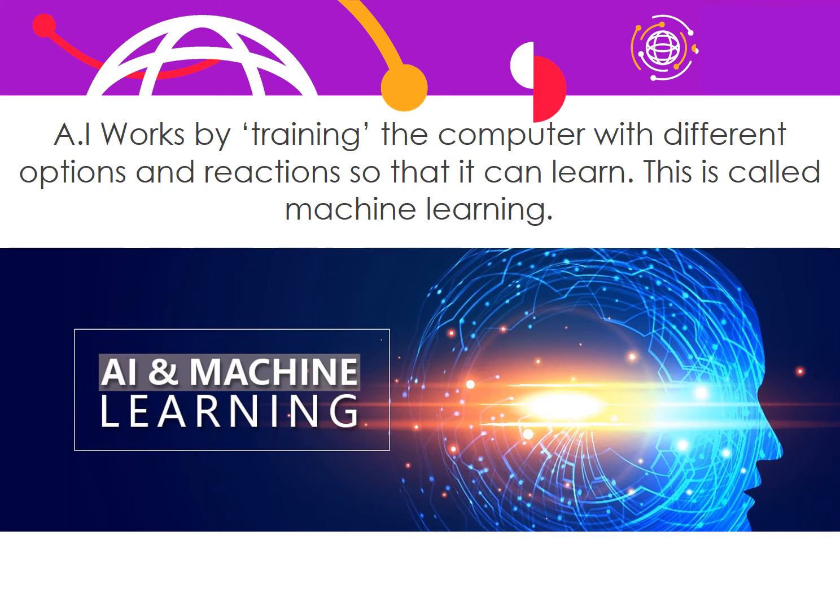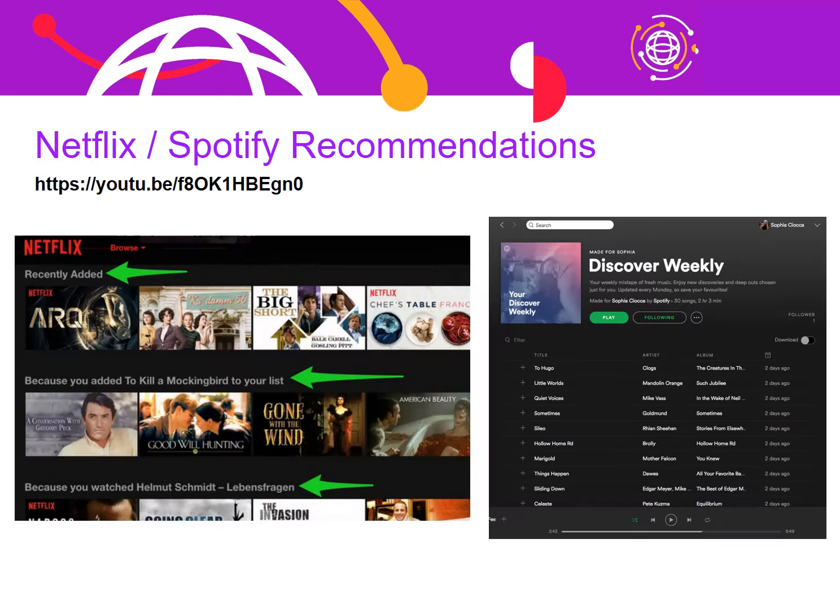Here's a quick reminder. Artificial intelligence works by training the computer with different options and reactions so that it can learn. Remember, that is machine learning. It can then make predictions for us. Remember our drawing game from last week. It learns by the patterns that we draw so that the next person who draws them, it can recognise them. And it learns by lots of people drawing the same things.